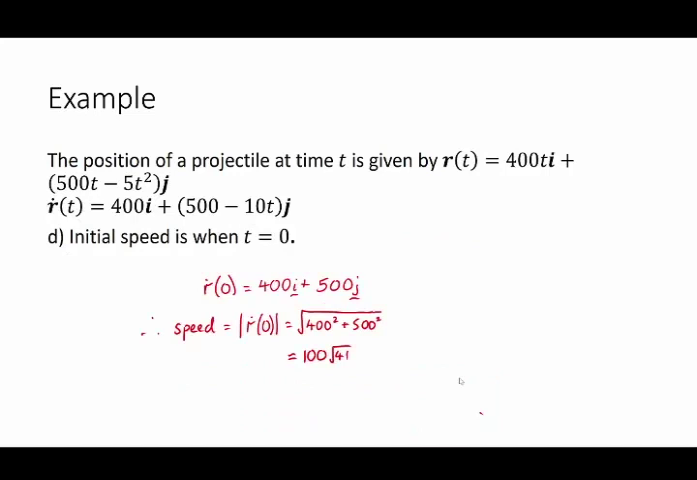And finally, the initial speed is when t is 0, obviously, so we're finding the speed vector for when t is 0. We substitute in and we find the magnitude of that.